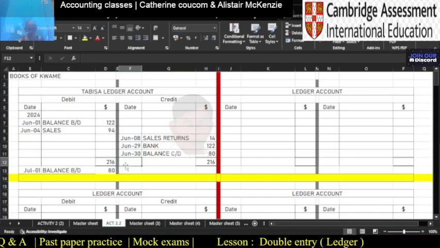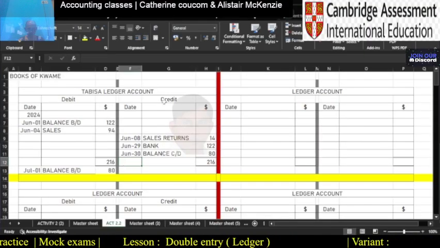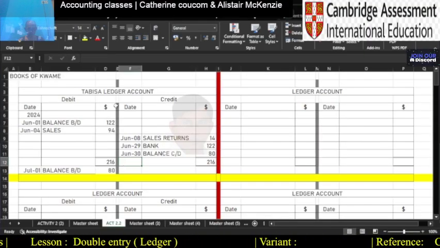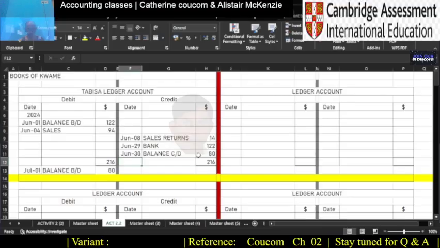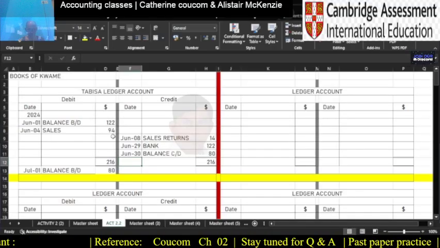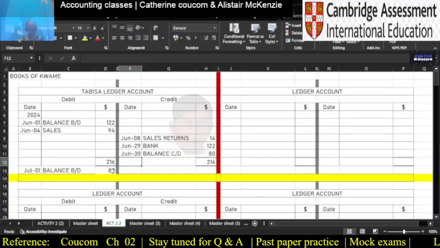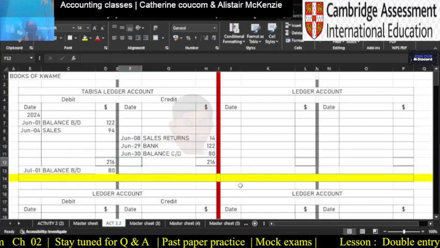So now this is done. Books of Kwame, Tabisha's ledger account: balance brought down, sales returns, bank. Again, balance brought down means there is a balance of 80 at the end. Okay, so this is done. Next.